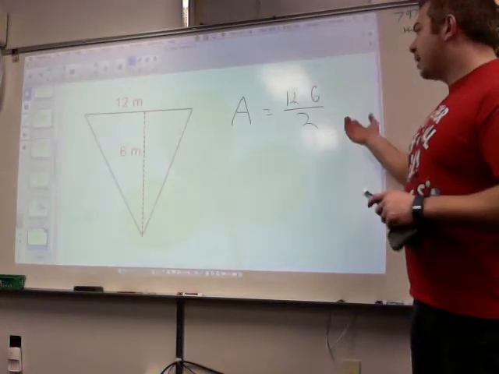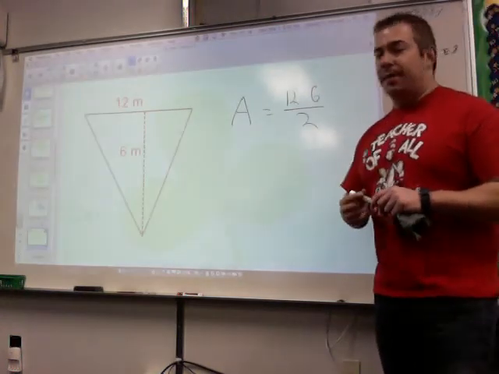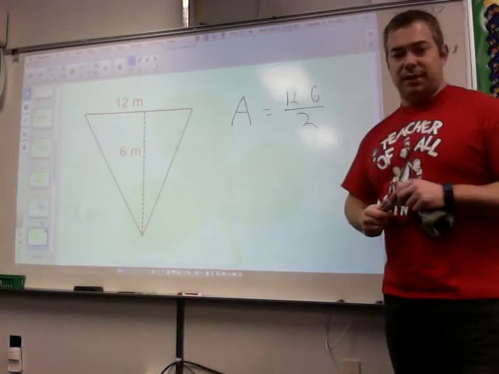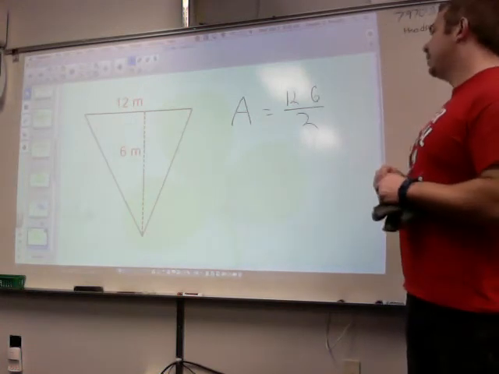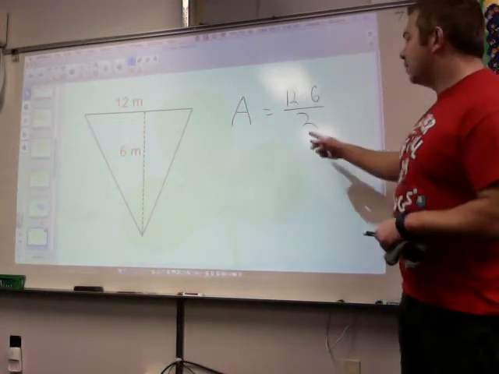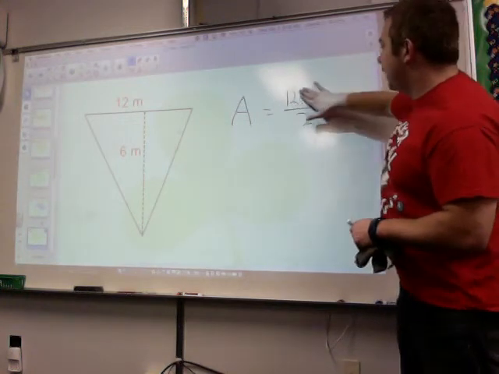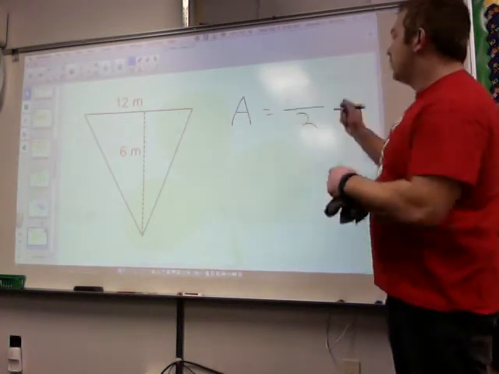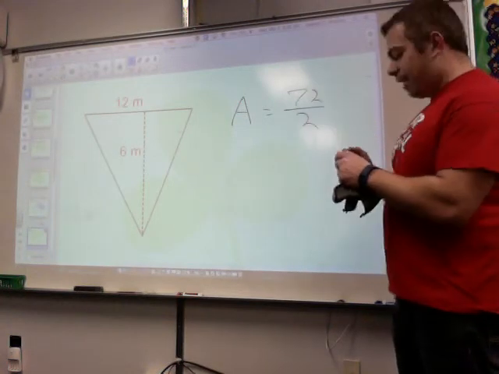Some of you could do it in your head. I'm going to do it in my head right now. You could always write it out. 10 times 6 is 60, and 2 times 6 is 12, so 60 plus 12 is 72. So 12 times 6 is 72. So my area is going to be 72 divided by 2.